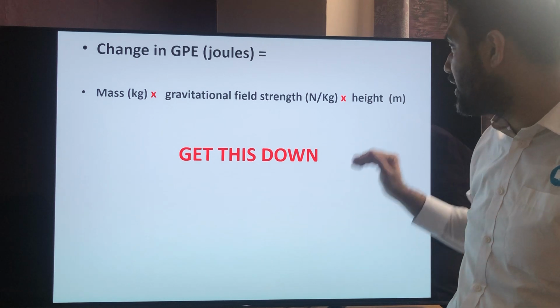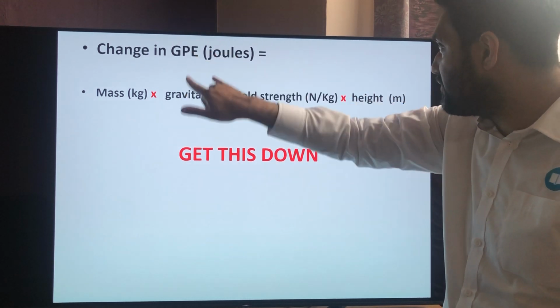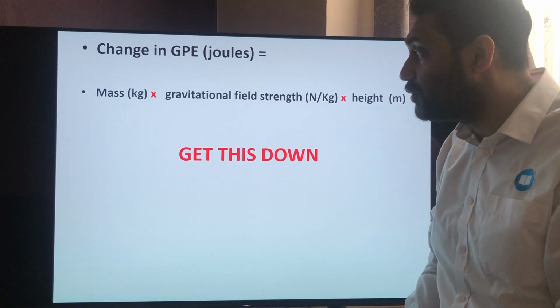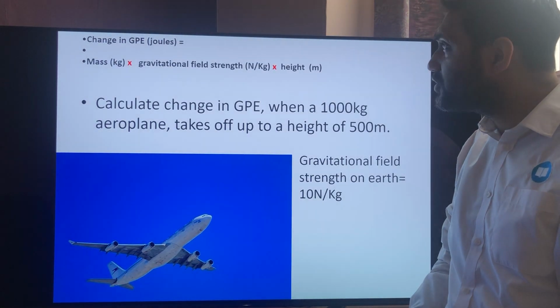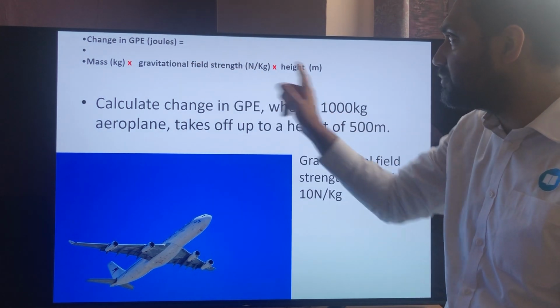If I wanted to work out the height, I'd cover this up, I'll times those two together, that divided by that will give you the height, because you can put it into a formula triangle. So let's have a go at some questions then. GPE equals mgh.